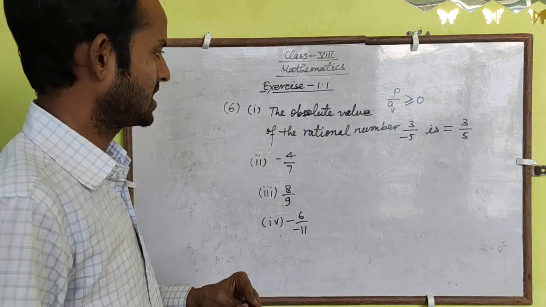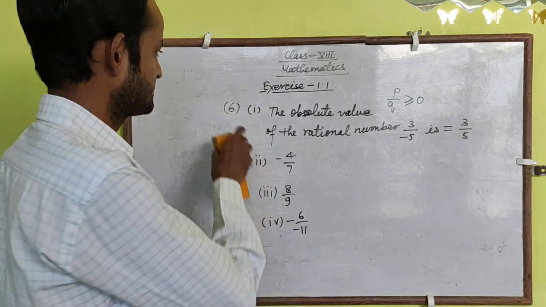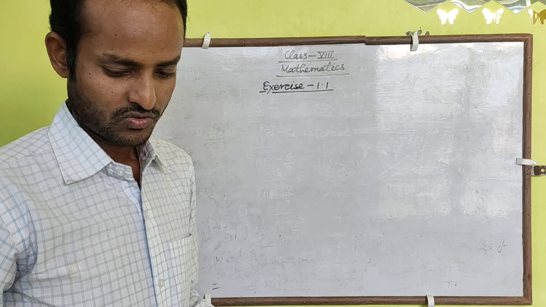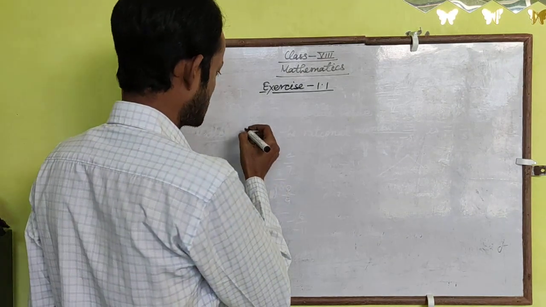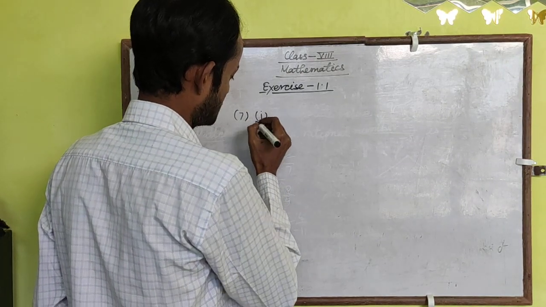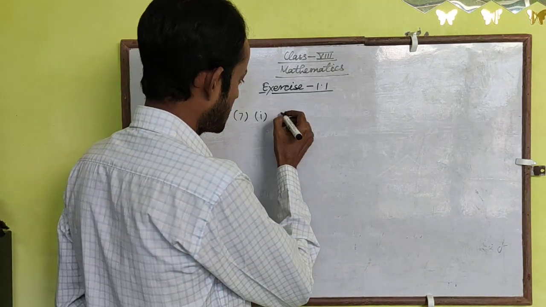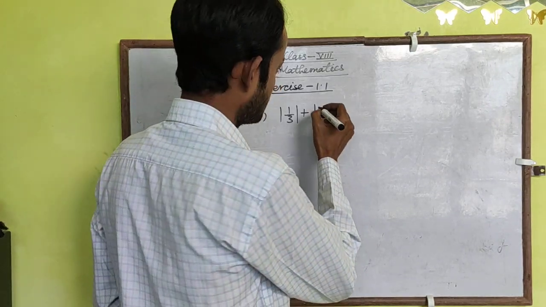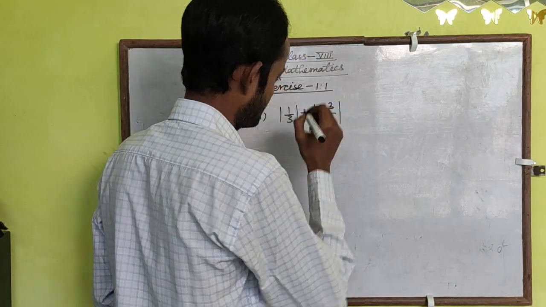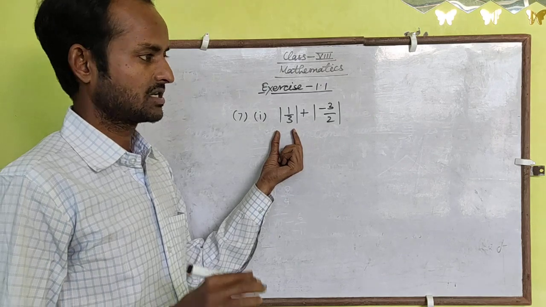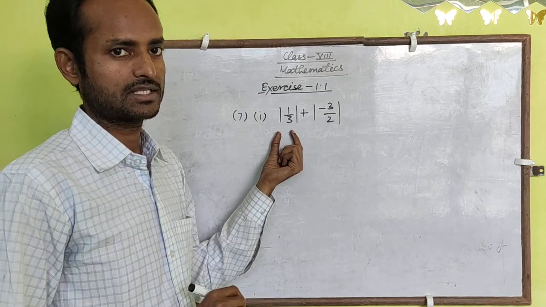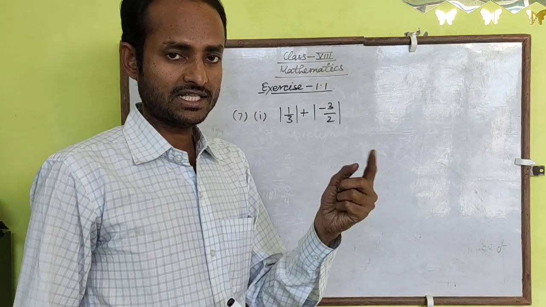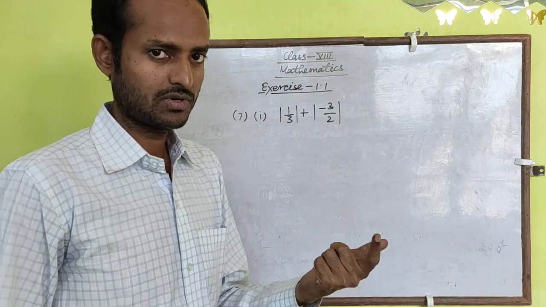Now we have to move to question number 7. Question number 7 is: evaluate the value. First, mod of 1 upon 3 plus mod of minus 3 upon 2. This sign is called the modulus sign. Modulus sign is the same as absolute value.